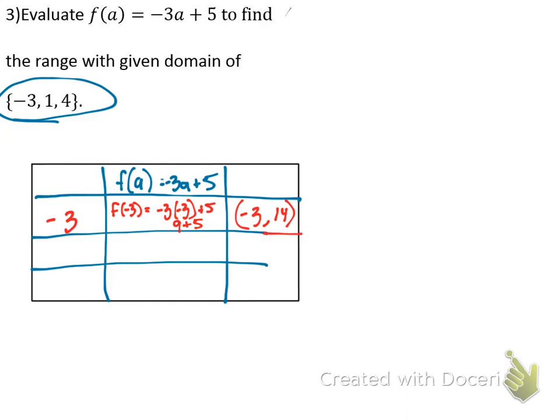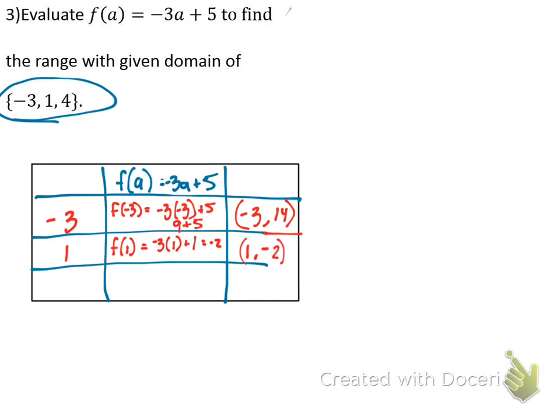Continuing on, what's the next input or ingredient we would do? 1. So you can use a table like we did yesterday. What happens if I put 1 in? We got f of 1, which is equal to negative 3 times 1 plus 5. What's negative 3 times 1? Negative 3 plus 5? Negative 2. So if I put in 1, we get negative 2 as our output.